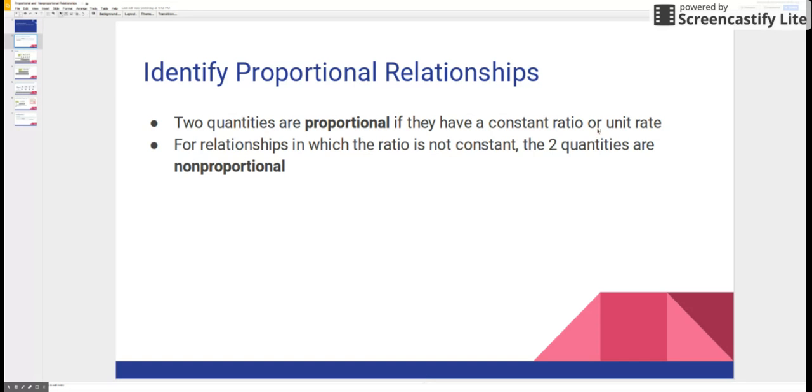For relationships in which the ratio is not constant, so when you simplify the ratios and they're not all the same, the two quantities are then non-proportional.